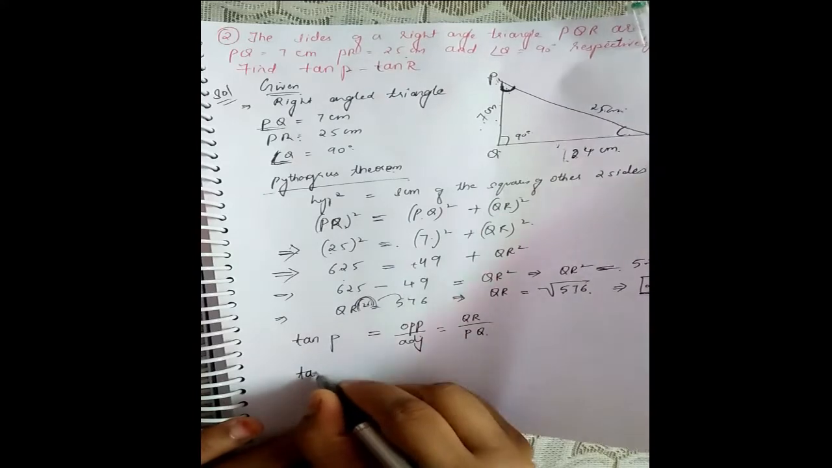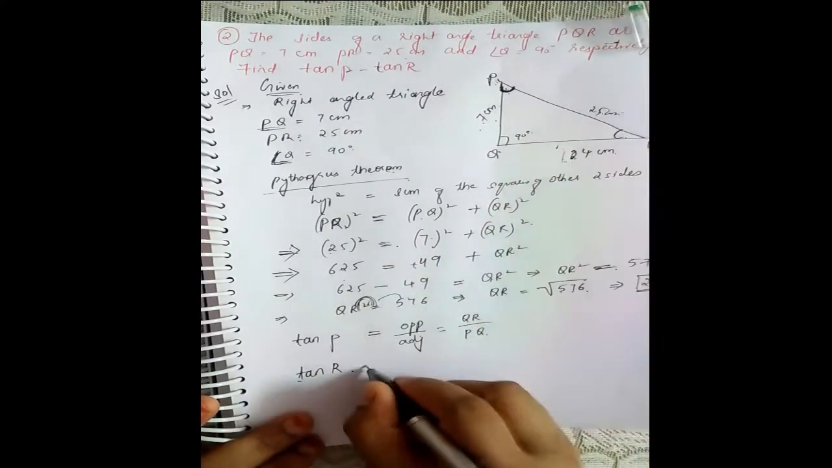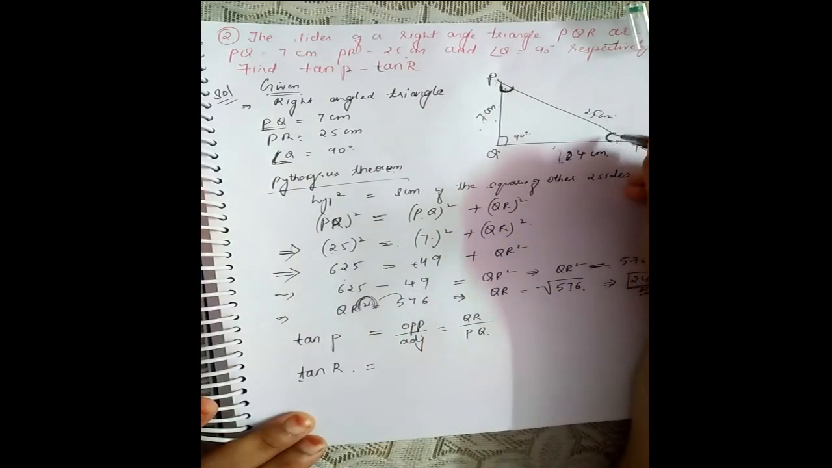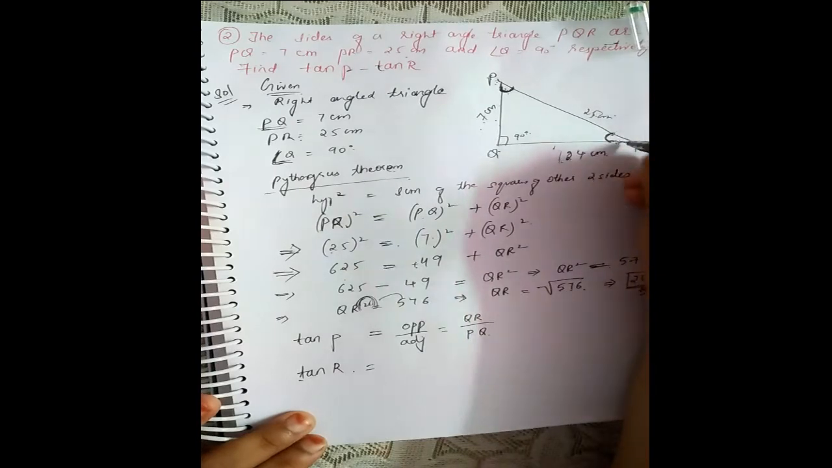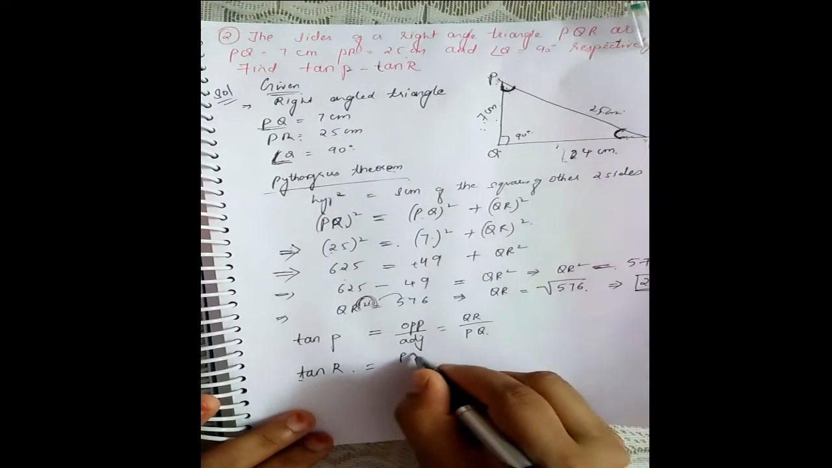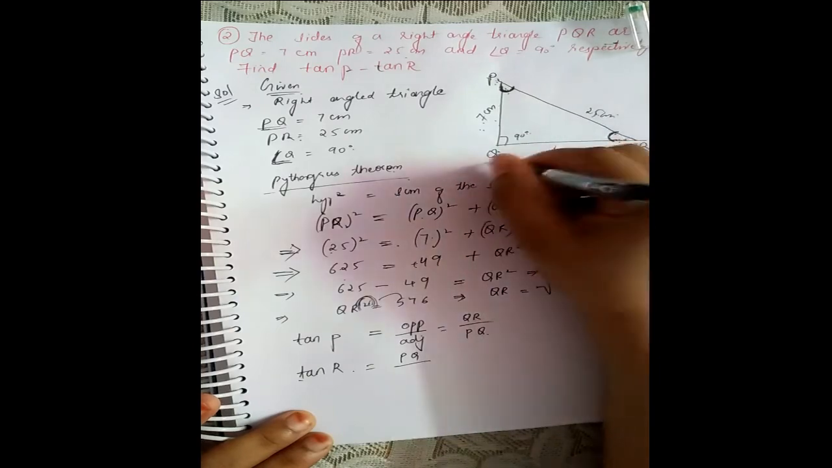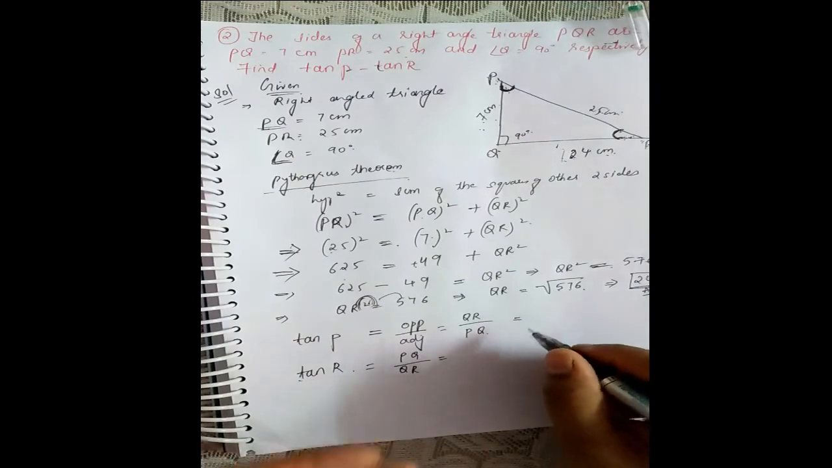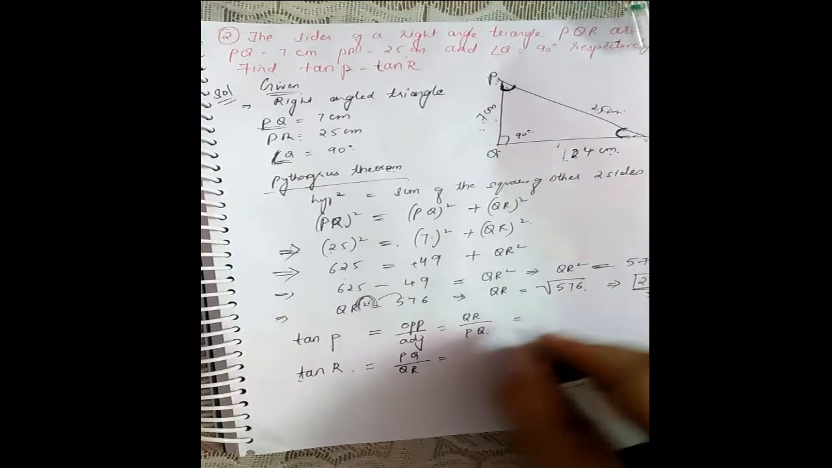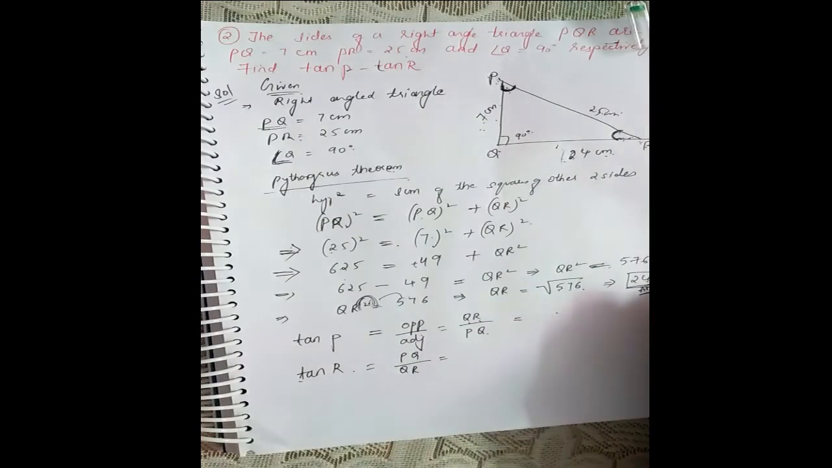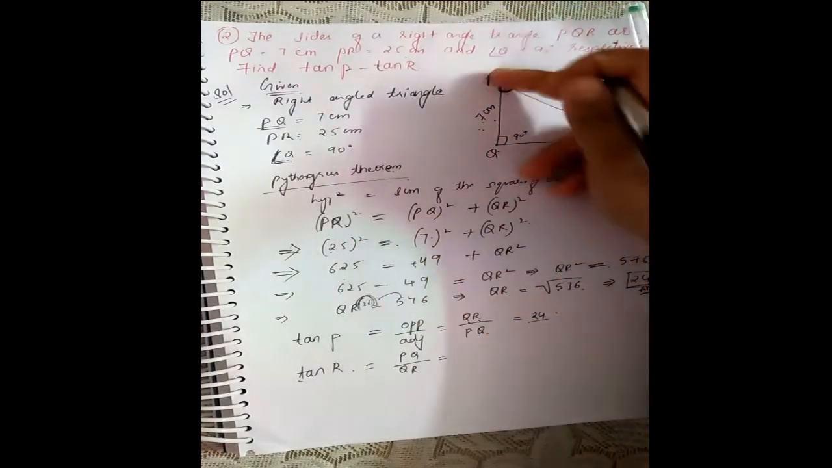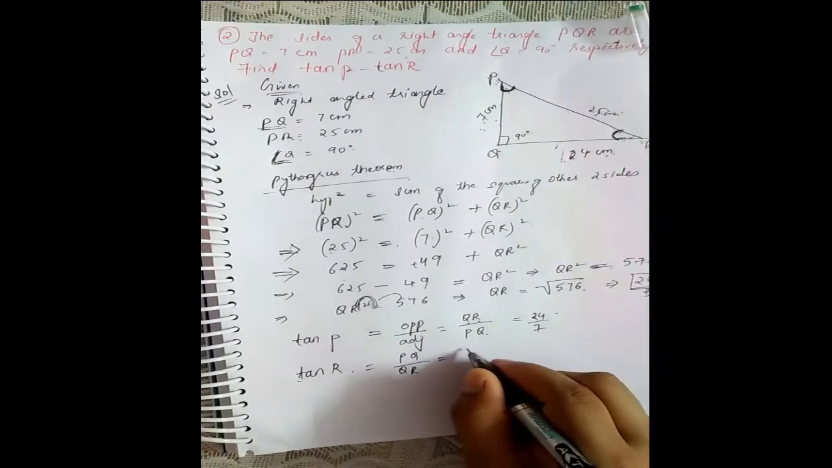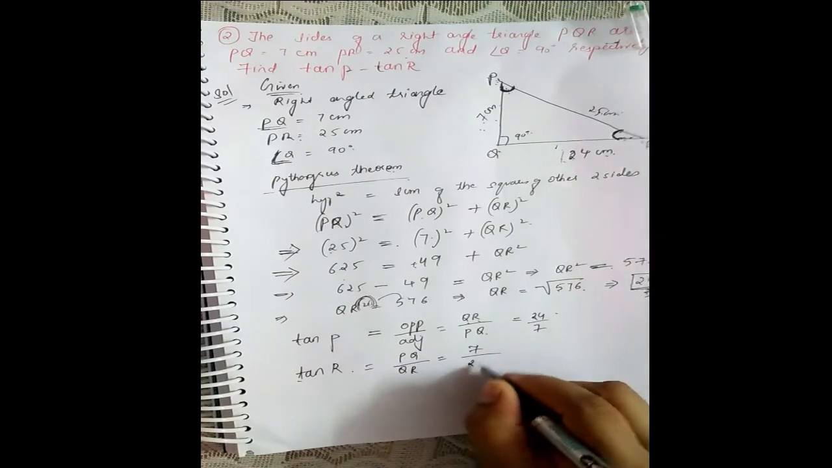Now let's directly go with the same thing, tan R. Now we are finding the tangent of this angle. Its opposite is PQ, its adjacent is QR. Now we have all the values, PQ, QR and everything. Just putting in the values: QR is 24, PQ is 7.